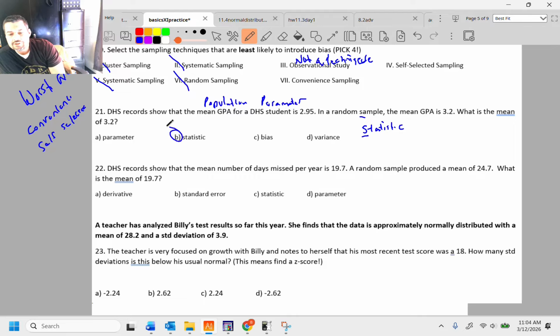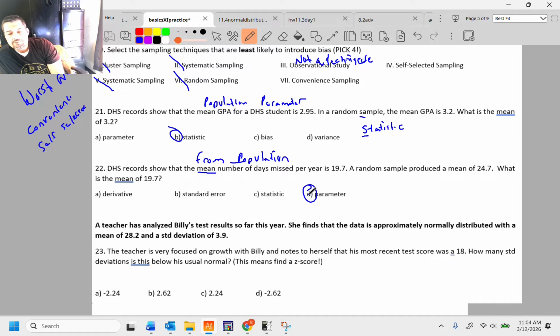All right, DHS records show the mean number of days missed per year is 19.7. A random sample produced a mean of 24.7. What is the mean of 19.7? So this came from the population. Population starts with a P, so does the word parameter.